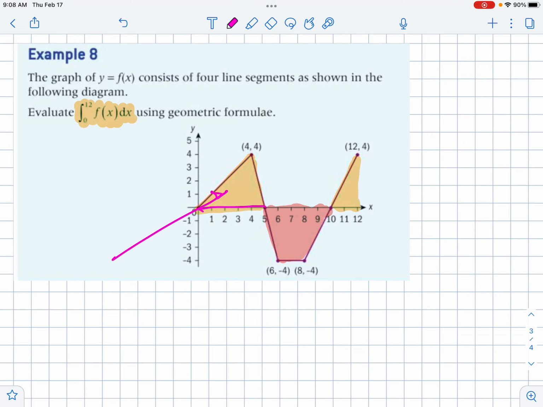So first piece, the base is 5, the height is 4. So area equals 1/2 times 5 times 4, which is 10.